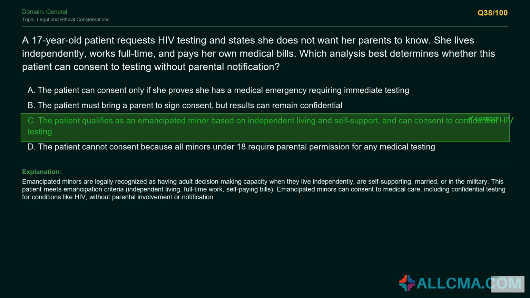The correct answer is C. Emancipated minors are legally recognized as having adult decision-making capacity when they live independently, are self-supporting, married, or in the military. This patient meets emancipation criteria: independent living, full-time work, self-paying bills. Emancipated minors can consent to medical care, including confidential testing for conditions like HIV, without parental involvement or notification.